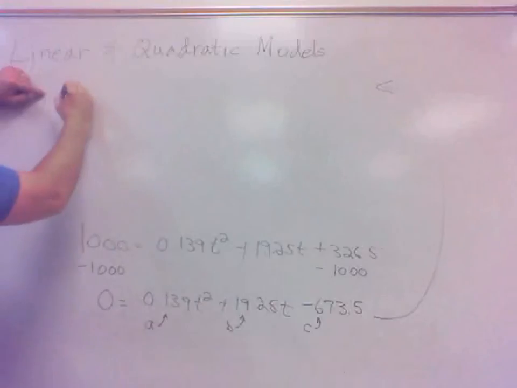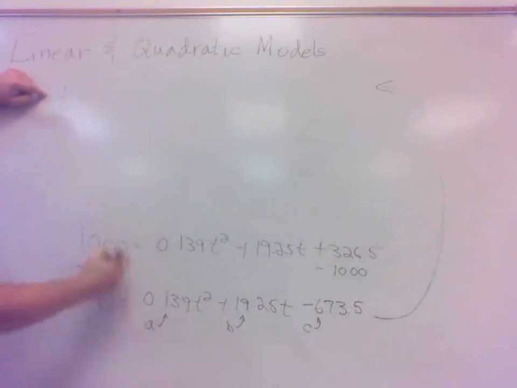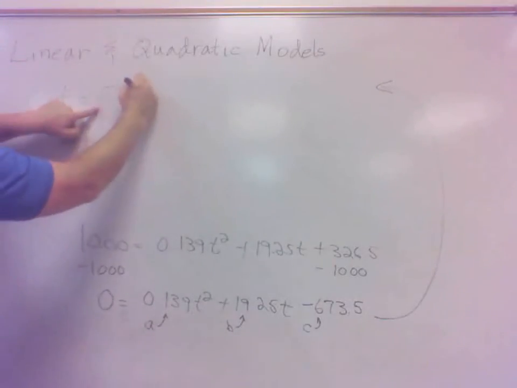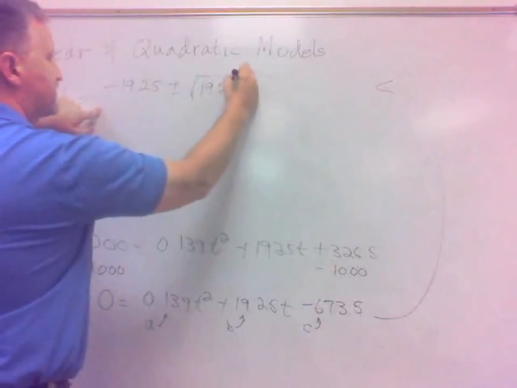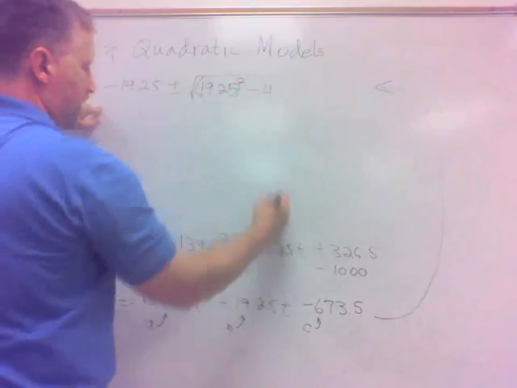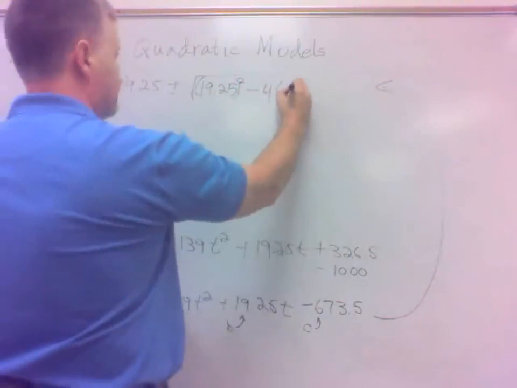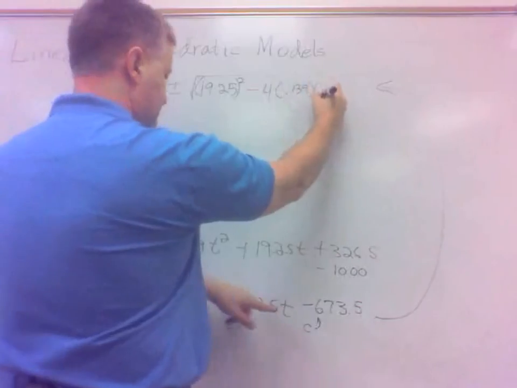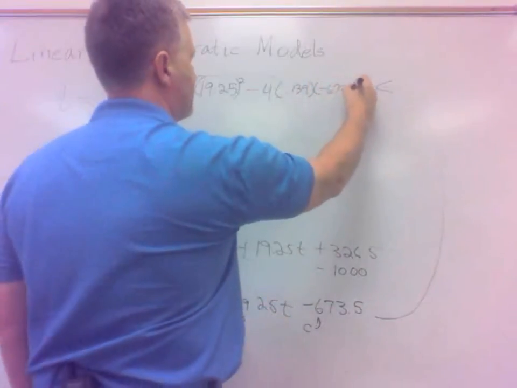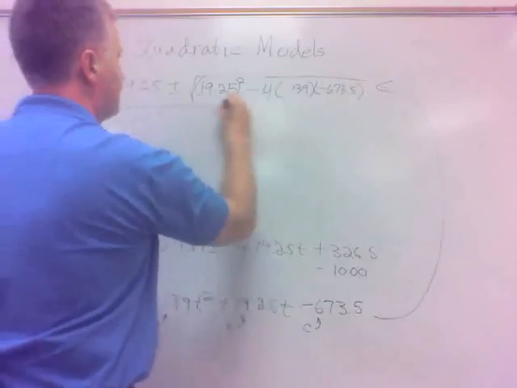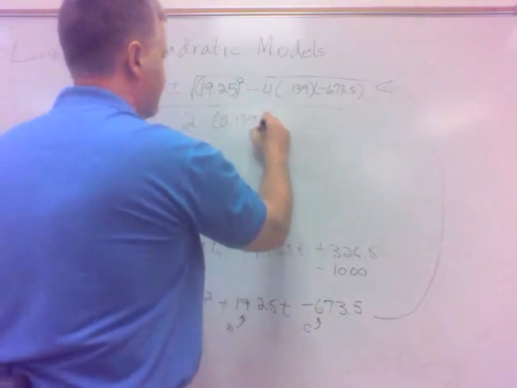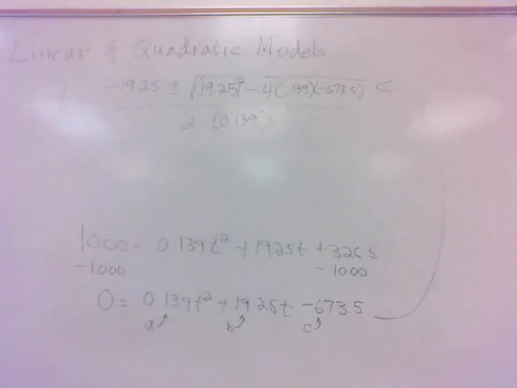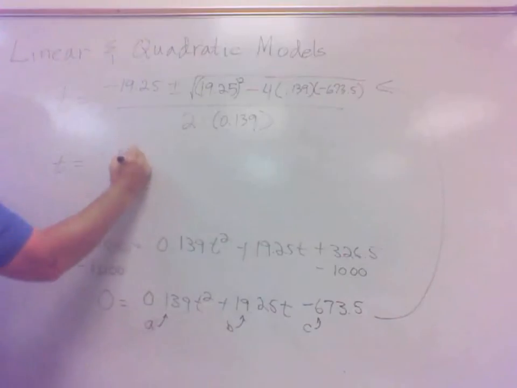Okay, so in this case t equals minus B, negative 19.25, plus or minus the square root of B squared, so 19.25 squared, minus 4AC, so that'd be minus 4 times 0.139 times C, which is negative 673.5, all over 2A, so that'd be 2 times 0.139. Okay. So the numbers aren't totally nice, but you can work them out.